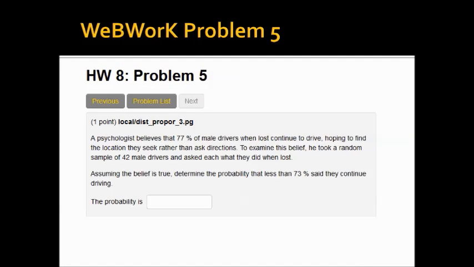If we assume this claim that of the population of male drivers, 77% will continue to drive even when lost, then for a random sample of 42 such male drivers, what's the probability that we observe a sample proportion less than 73%? We'll need to compute the mean and standard deviation for this distribution of sample proportions before we're ready to compute the probability.